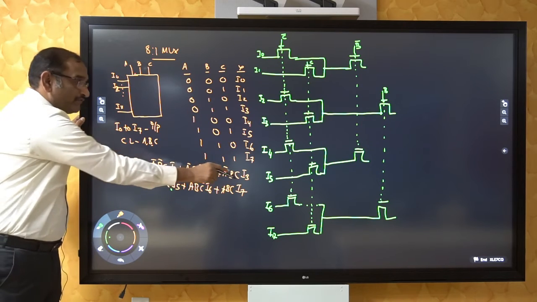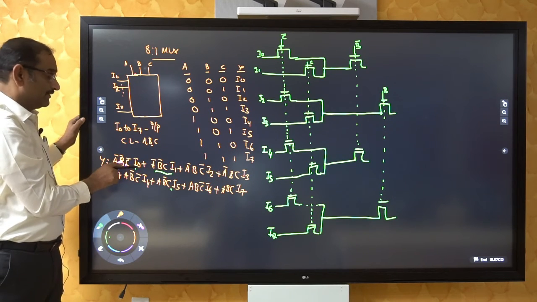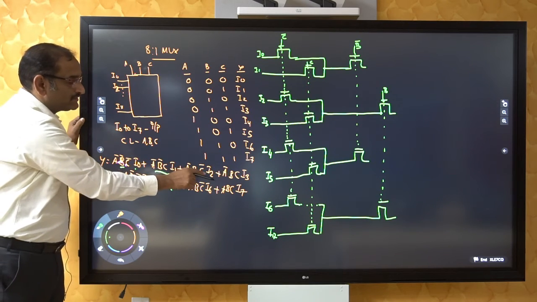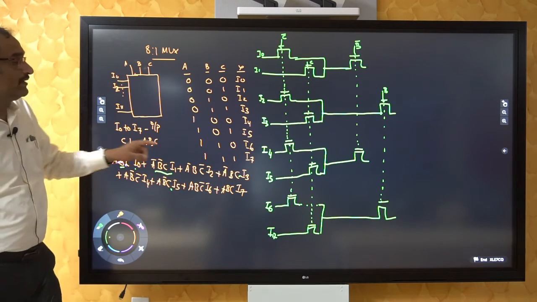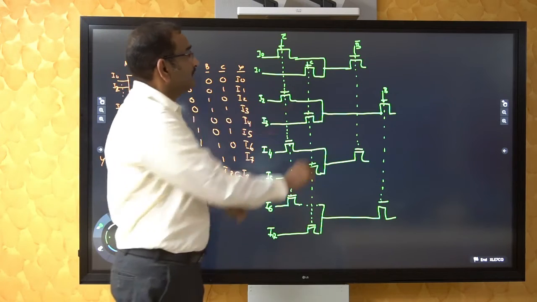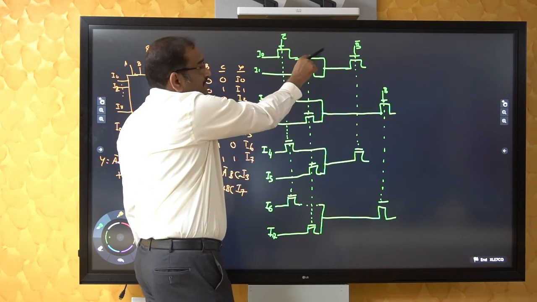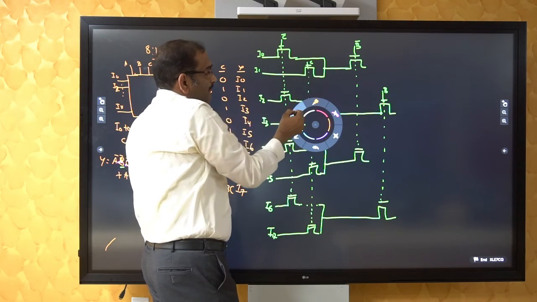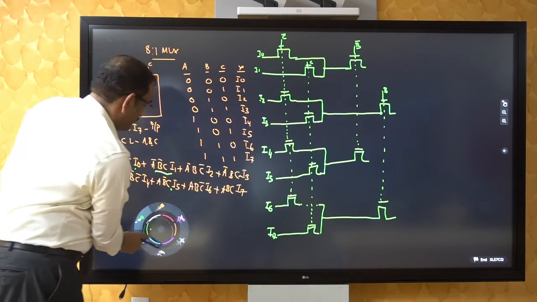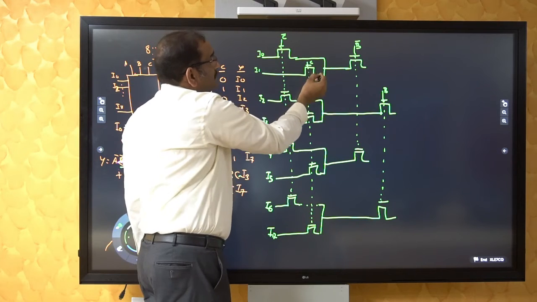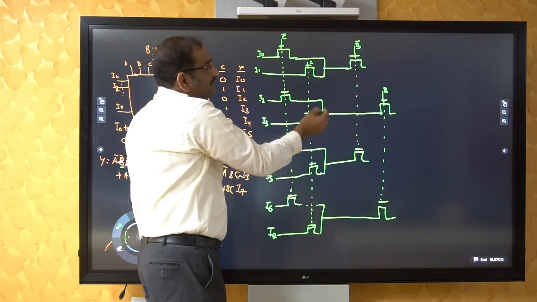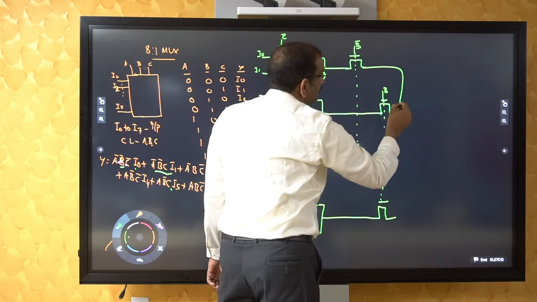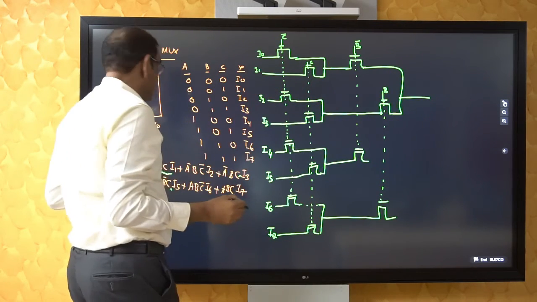Then you take the first four terms, the control is A bar. So for B bar C bar I0, B bar C I1, B C bar I2 and B C I3, the control is A bar. So first term is this, second term is this, third term is this, fourth term is this, together represented by this. So together it is having the control of A bar.